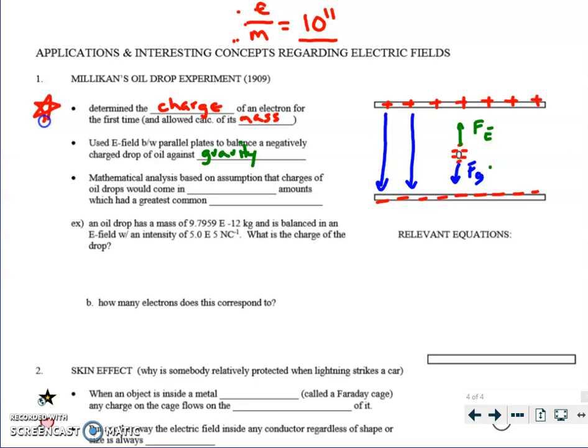Okay, so the relevant equation that comes from this is basically Fe equals Fg. It's pretty simple. How do we calculate Fg? Well, either given it or you could do m times g. How do we calculate the electrostatic force on that drop?